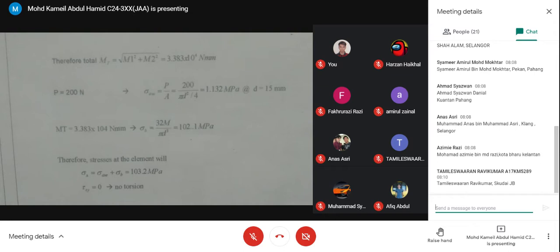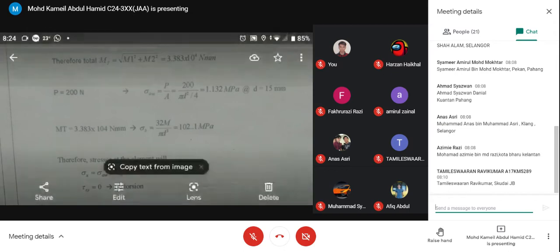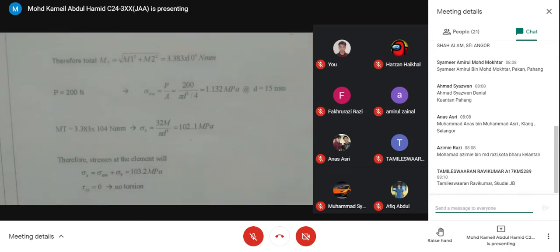Okay, we proceed with the sigma, apa ni? Sigma average. This is sigma average. This is due to the P value macam axial loading tu. So it's going to be P over A. P is 200. A is pi d square over 4. Okay, diameter untuk shaft AB tu is 15 mm. So dapatlah sigma average for load axial tu is 1.132 megapascal.